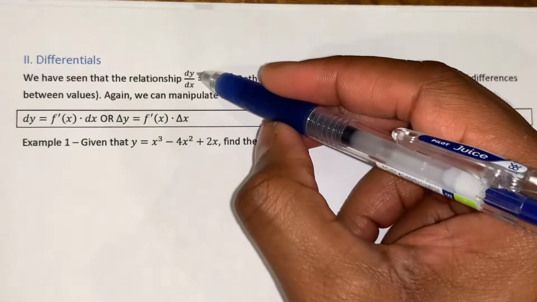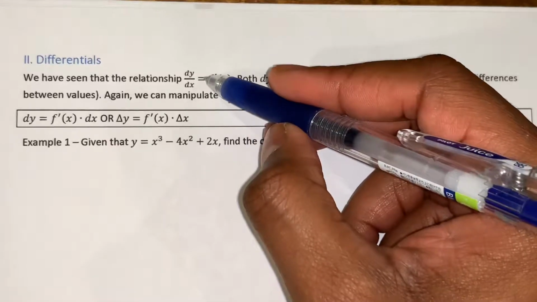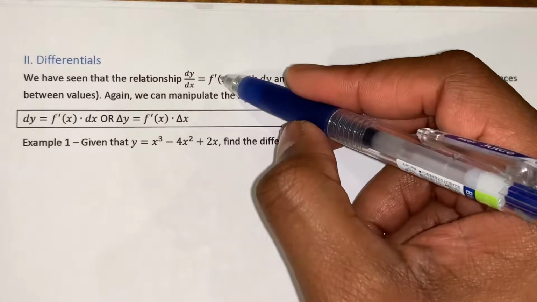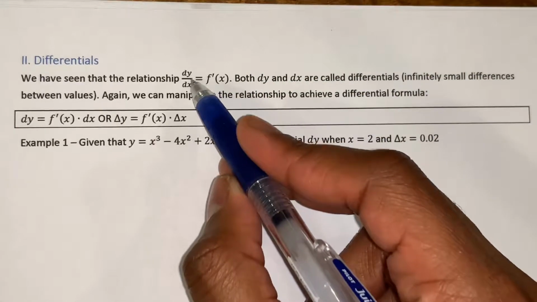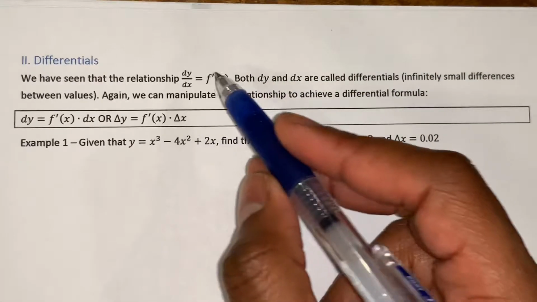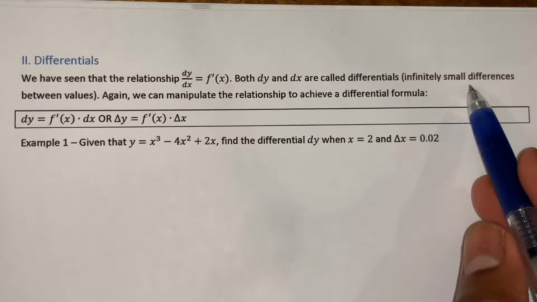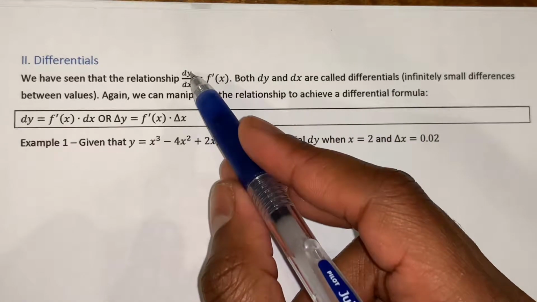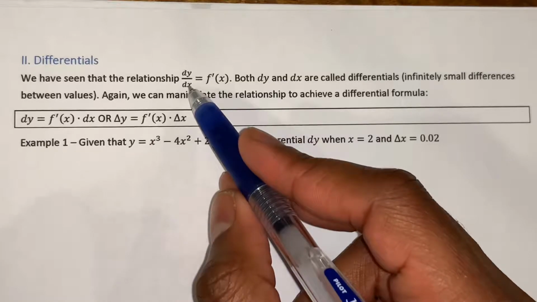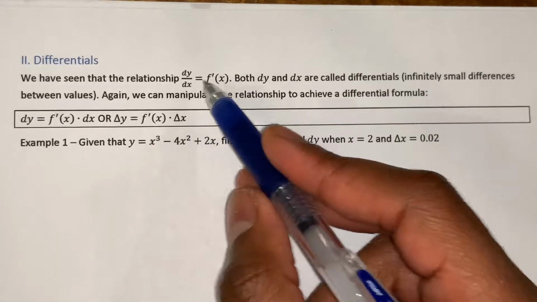So we've established in calculus firmly that dy over dx is equal to f prime of x, or the derivative. Both dy and dx are called differentials. They are infinitely small differences between values. So dy is the tiny difference between y values, and dx is the tiny difference between two x values that are very close to each other.